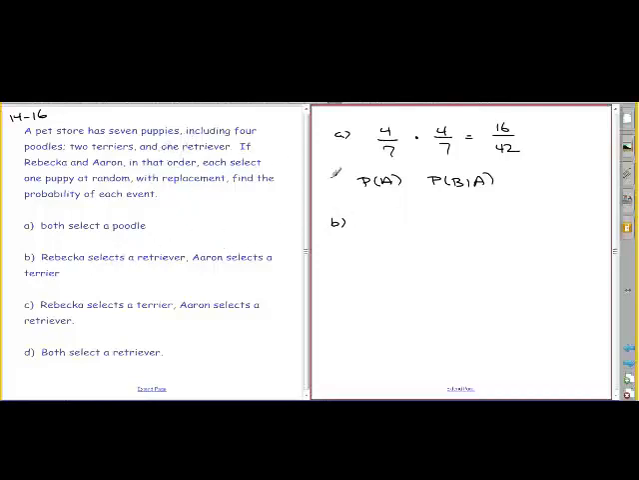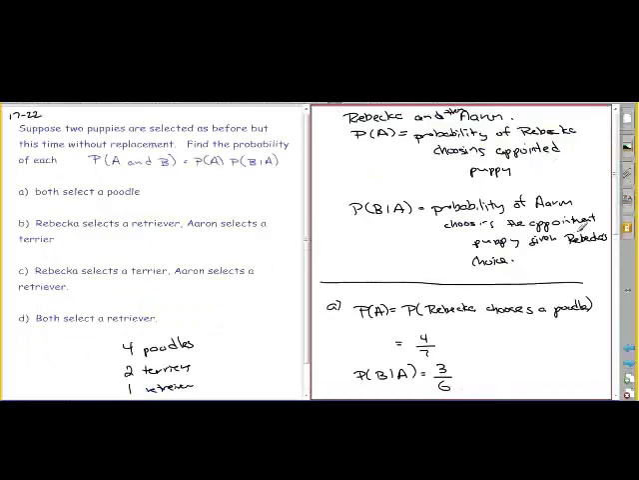The next one is Rebecca selects a retriever. So there's 1 retriever out of 7 dogs. So that's the first probability. Again, if you replace the retriever, what that's going to do is it's not going to get any more terriers, so it doesn't affect the numerator choice that we have, but it does affect the denominator because we're back to 7 dogs again. So Aaron selects a terrier. There are 2 terriers out of 7 dogs.